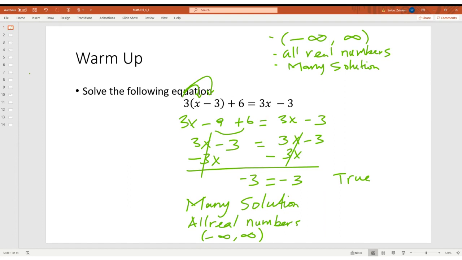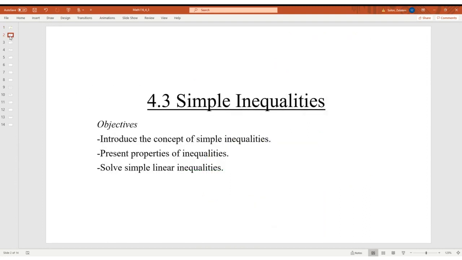Okay, very good. So let's move to today's topic. Now, there are 3 objectives in the first topic, which is 4.3, simple inequalities. We will talk about the concept of inequalities. What are inequalities? What are the symbols for inequalities? And we'll see some properties of inequalities. And finally, we solve simple linear inequalities. So inequalities compare different expressions. With that, let's see some of the vocabulary we are going to use.